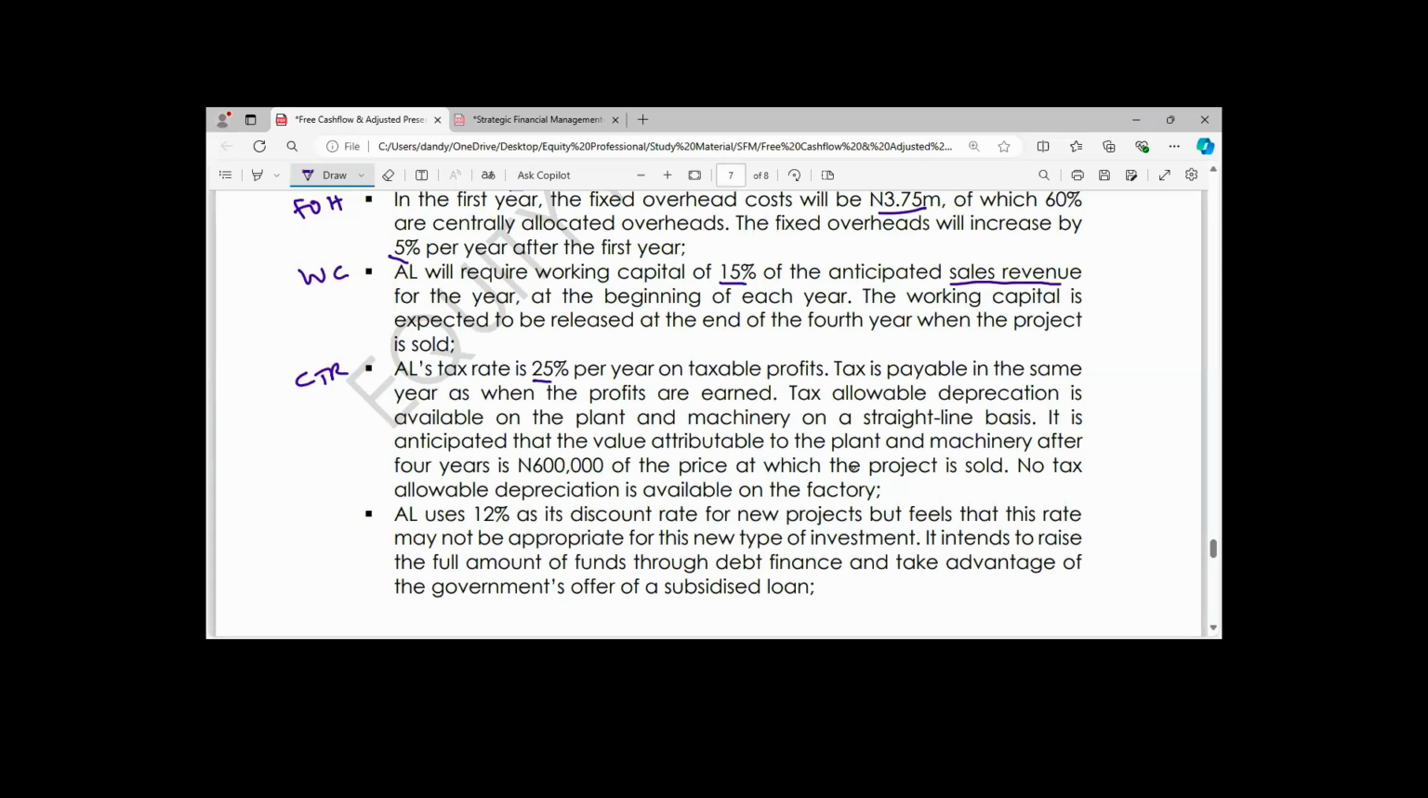Tax allowable depreciation is available on the plant and machinery on a straight line basis. It is anticipated that the value attributable to the plant and machinery after 4 years is 600,000 of the price at which the project is sold. No tax allowable depreciation is available on the factory.